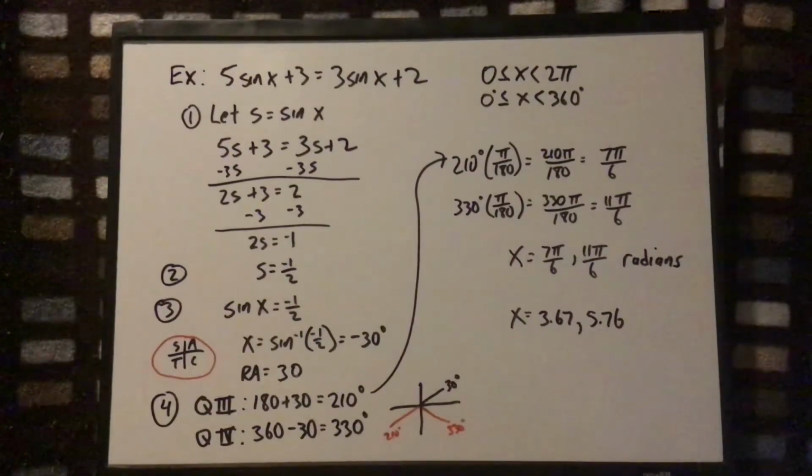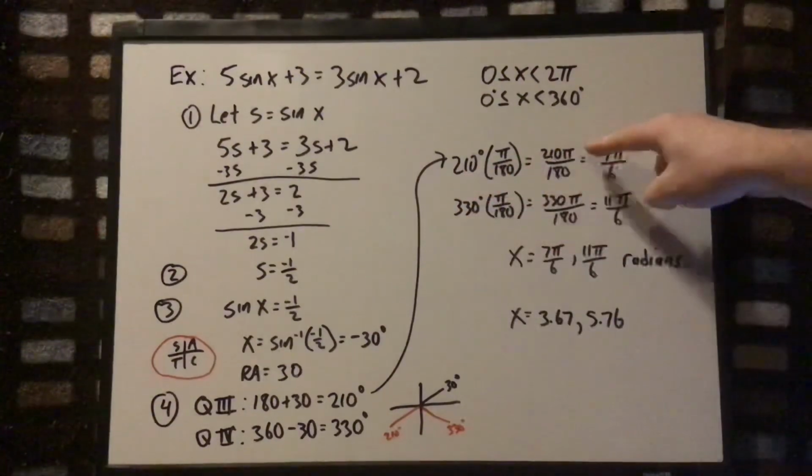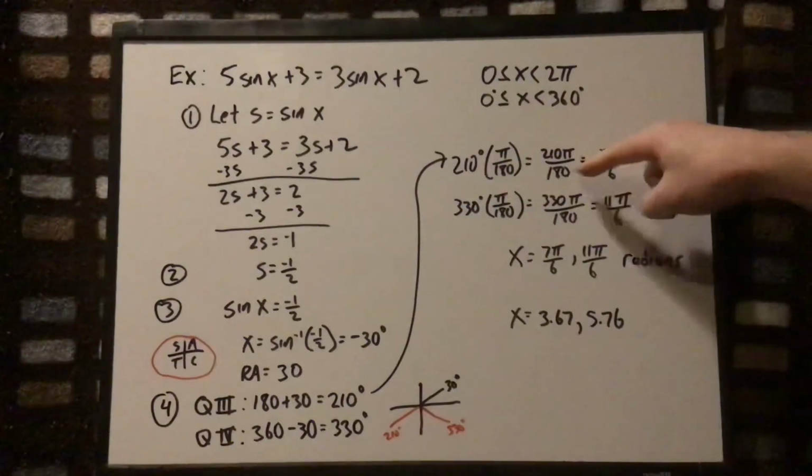The nice thing now is I can actually leave these in exact form. I had decimals the last time, so I was stuck with them. But 210 and 330 are actually exact answers. So when I go to multiply by pi over 180, you can throw a 1 under this and a 1 under this and multiply across. You get 210 pi over 180.